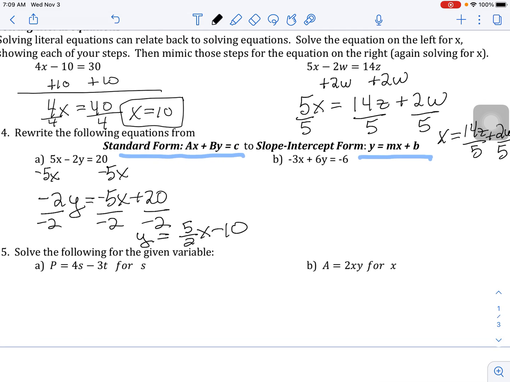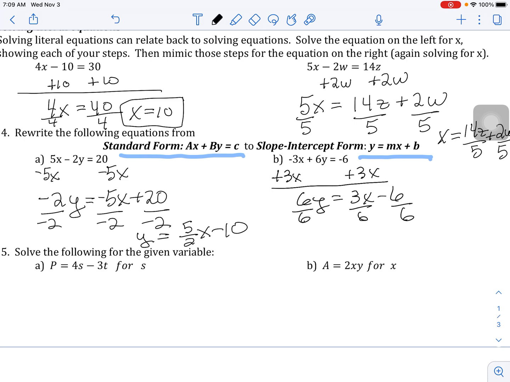In the second one, we're going to add 3x to both sides because there's a minus 3x. That's going to give us 6y equals 3x minus 6. We're isolating y, so we're dividing by the 6 in front of y, and we do it to every term in the equation. Then we reduce the fraction, 3 over 6, 1 over 2x minus 1.